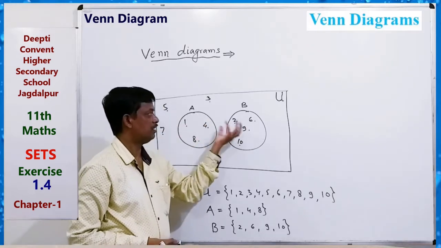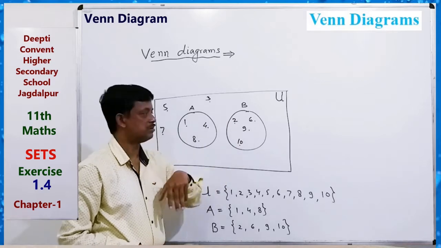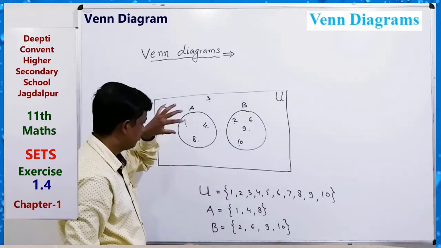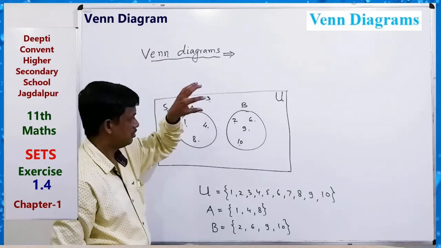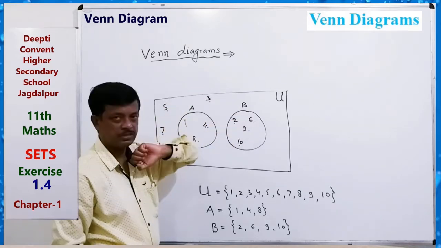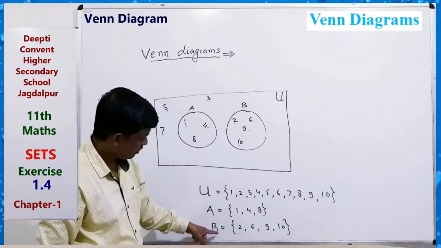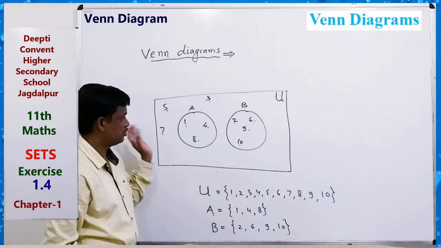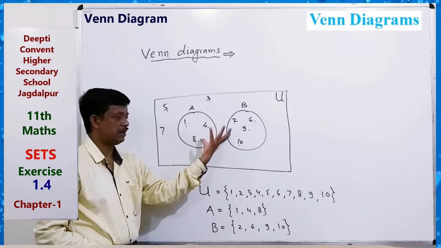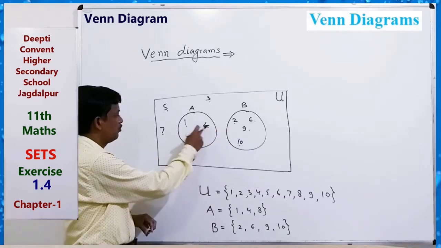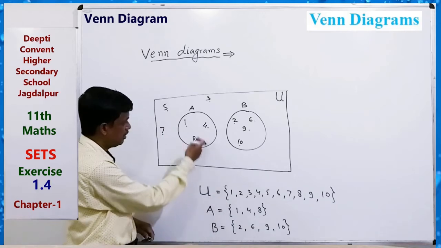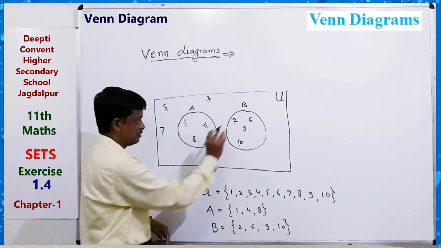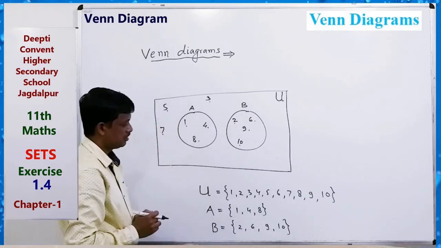And always, any sets under our consideration are subsets of U. So A will be within this rectangle, B also within this rectangle. But here A and B contain no common point, so we can draw them separately. So 1, 4, 8 are elements of A. This circle represents set A. This circle represents set B.